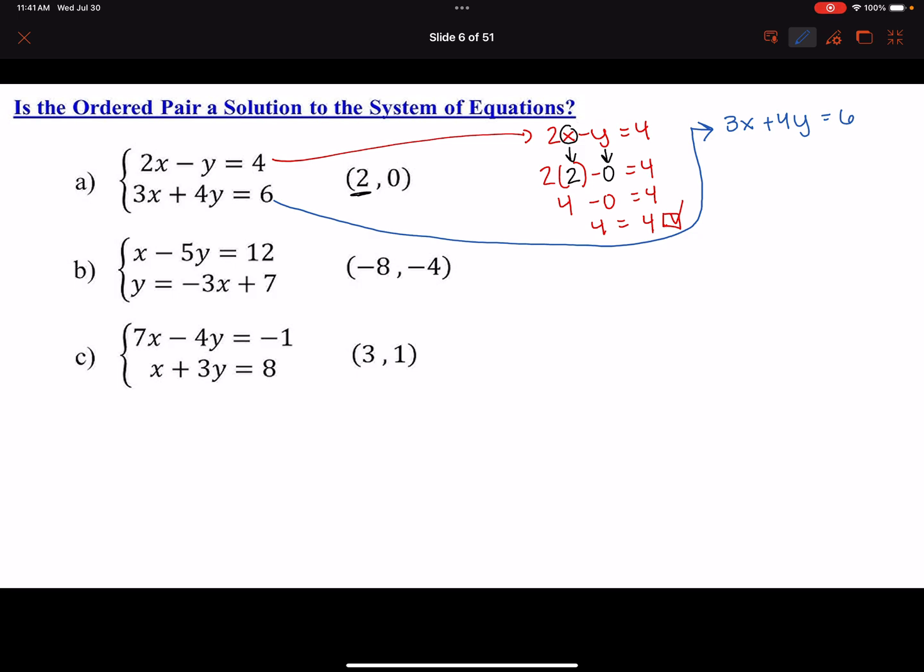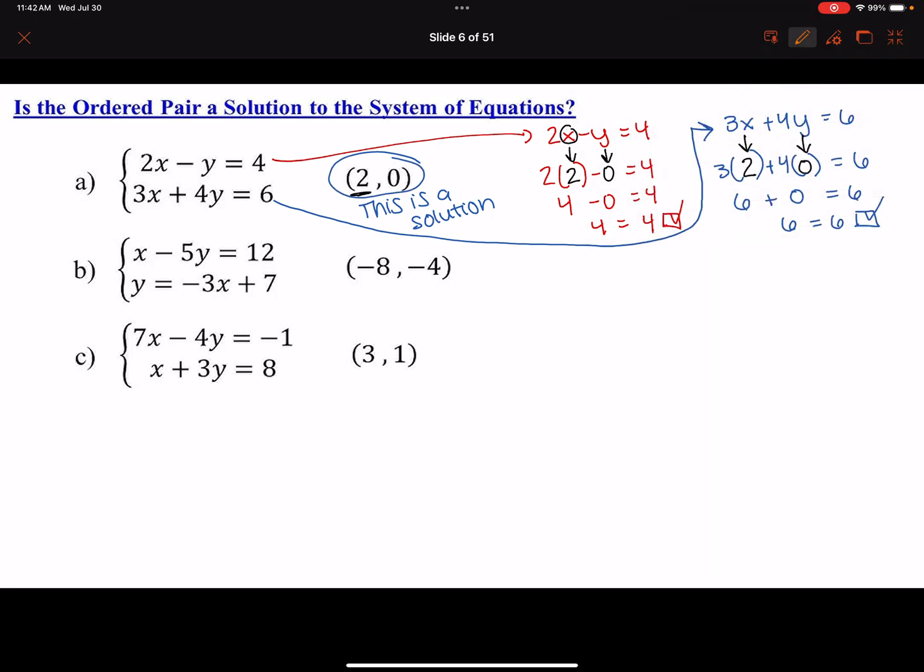Okay, so again, I'm going to replace x with 2 and y with 0. Everything else stays the same. So 3 times 2 plus 4 times 0 equals 6. 3 times 2 is 6, plus 4 times 0 is 0, and then equals 6. 6 plus 0 is 6. 6 equals 6. Yay! So, okay, it works for both. So this is a solution. That is true. This is where those two lines would cross.